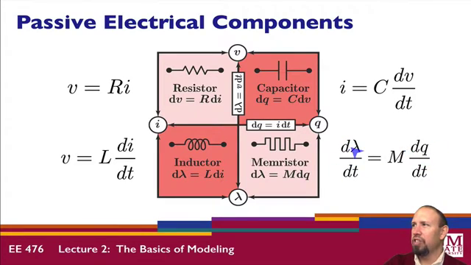Actually, this equation is the same as that, where M is equal to R, because d lambda/dt is actually voltage, and dq/dt is actually current. So very similar relationships here. So these two, memristor and resistor, are very similar to one another. So these are the basic components that we have for modeling passive circuits.